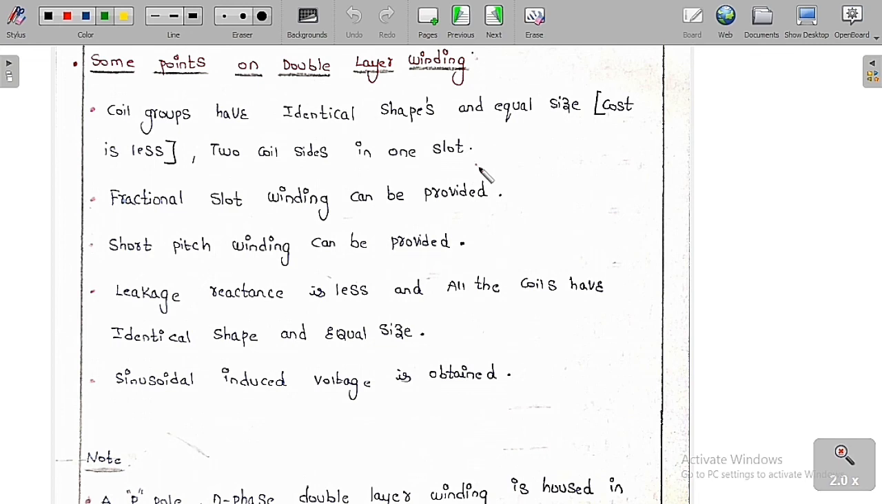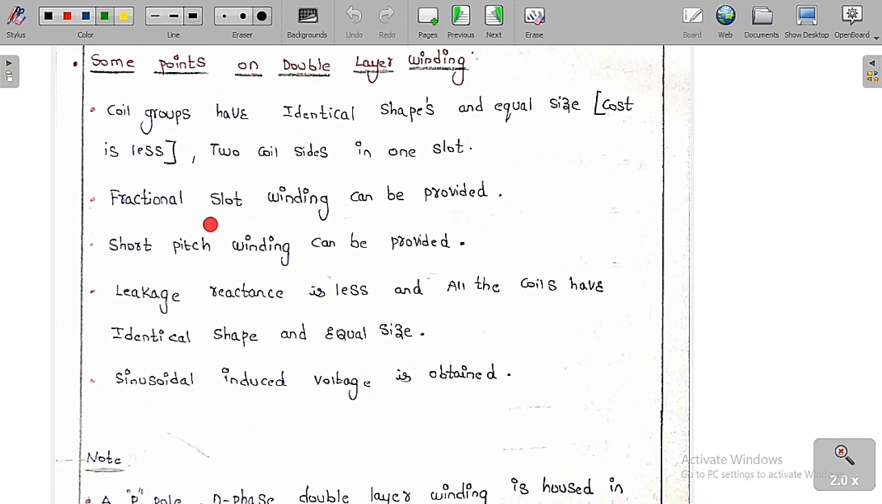In a double layer winding, the coil groups have identical shapes and equal size, so cost is less. Whereas in the single layer winding, the coil groups have different size and shape, so the cost is very high. This is a very important point that you always have to remember. In the double layer winding there are two coil sides in one slot, whereas in the single layer winding we keep only one coil side in one slot.